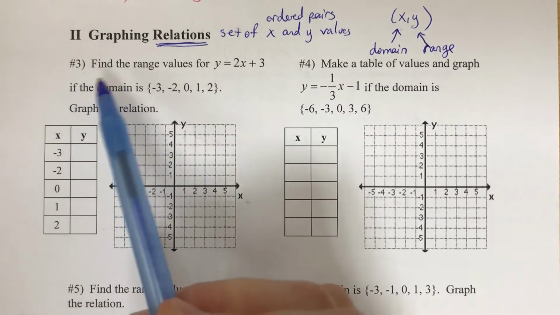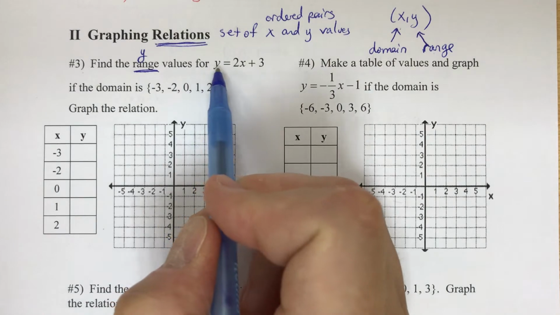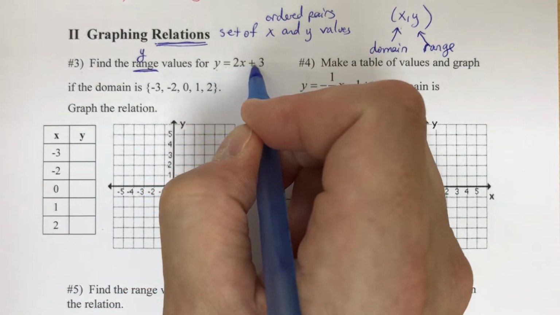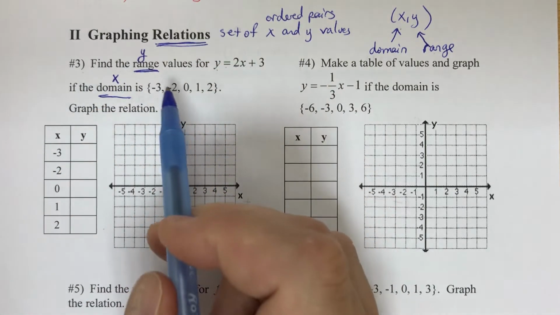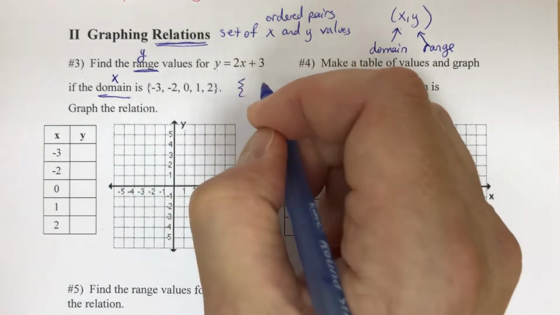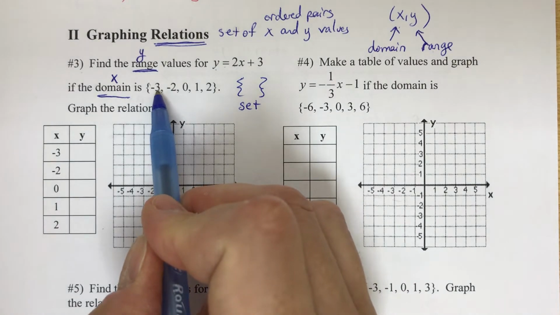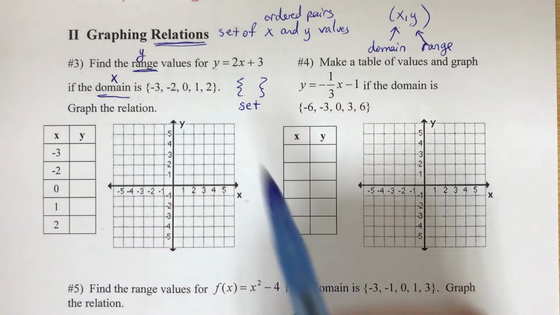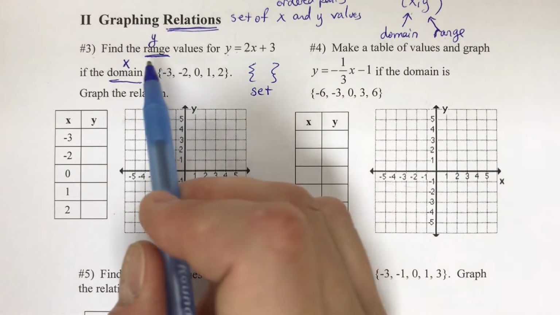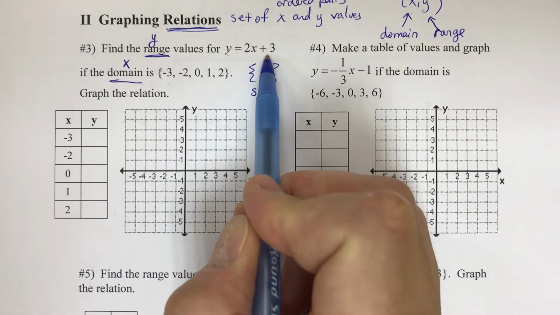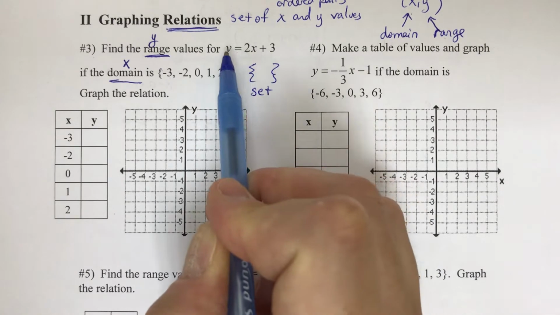So number 3 says, find the range values. Now I'm going to put the letter y next to that. For, now this is an equation, y equals 2x plus 3. If the domain, that is the x values, is, this bracket here is a set, the set of values -3, -2, 0, 1, and 2. Now this gets us into what we call functions. That's going to be our next topic. But the idea is that if I have an equation and I substitute a number for x, I can evaluate this, and what that gives me is a number for y.